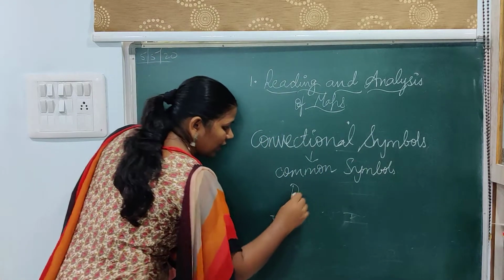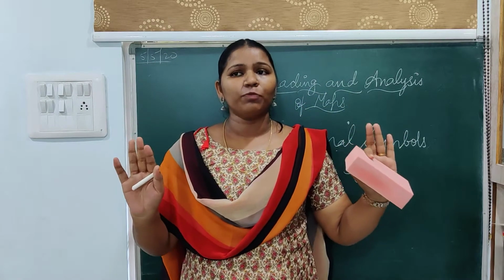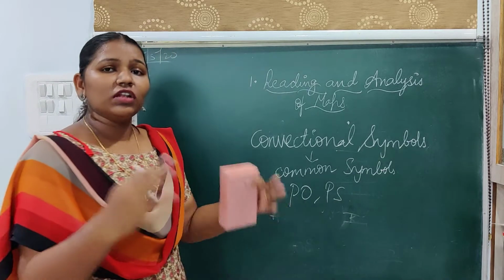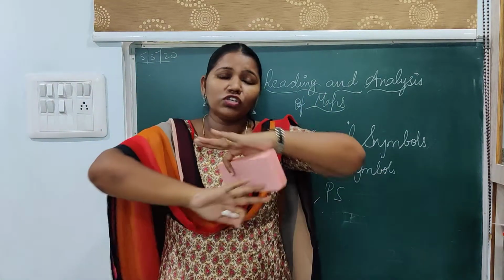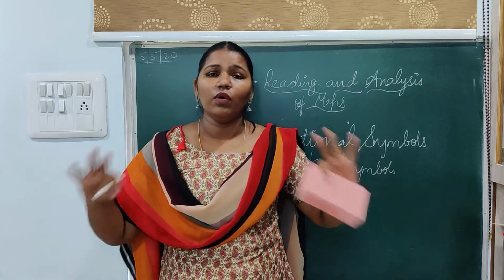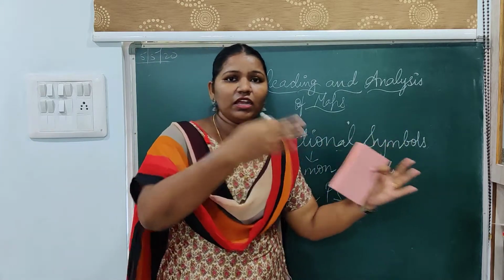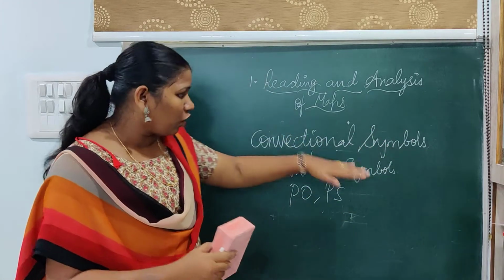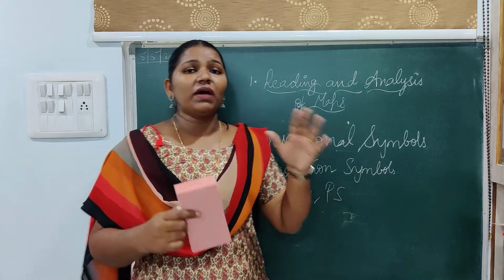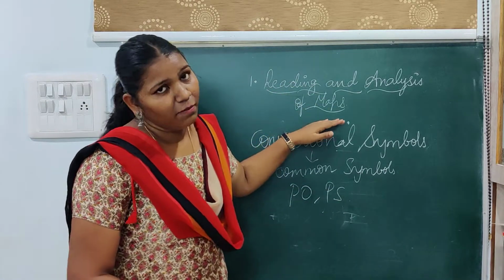For example, post office, PO. Wherever you go, all through the world, the symbol for post office is PO, and PS for police station. So like that, some common symbols can be used all through the world. It doesn't differ from region to region, or from area to area. The symbols which are commonly used are called conventional symbols. By using conventional symbols also, you can read and analyze maps according to a topic.